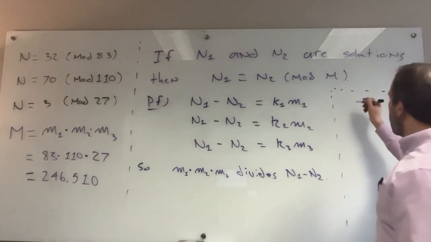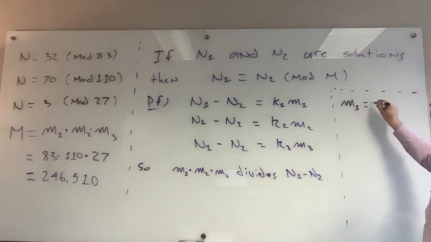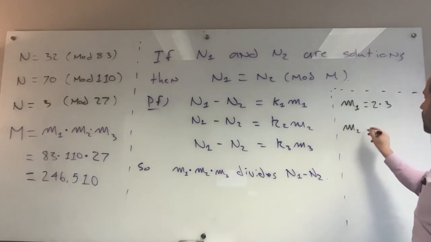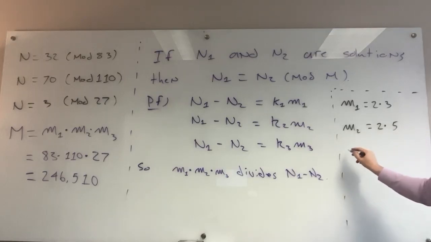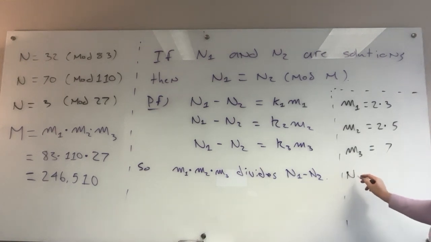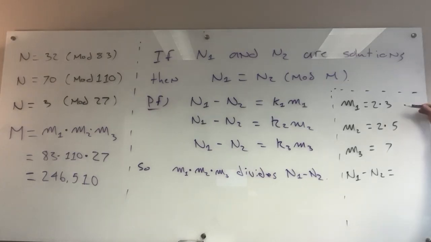So let's say I know m1 is equal to 2 times 3, and m2 is equal to 2 times 5, and m3 is equal to 7, and let's say n1 minus n2, I should have done this example before.